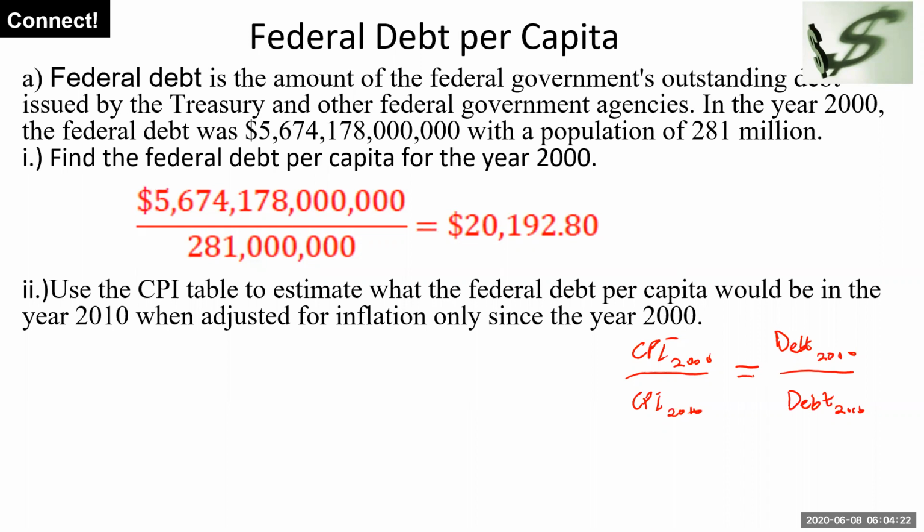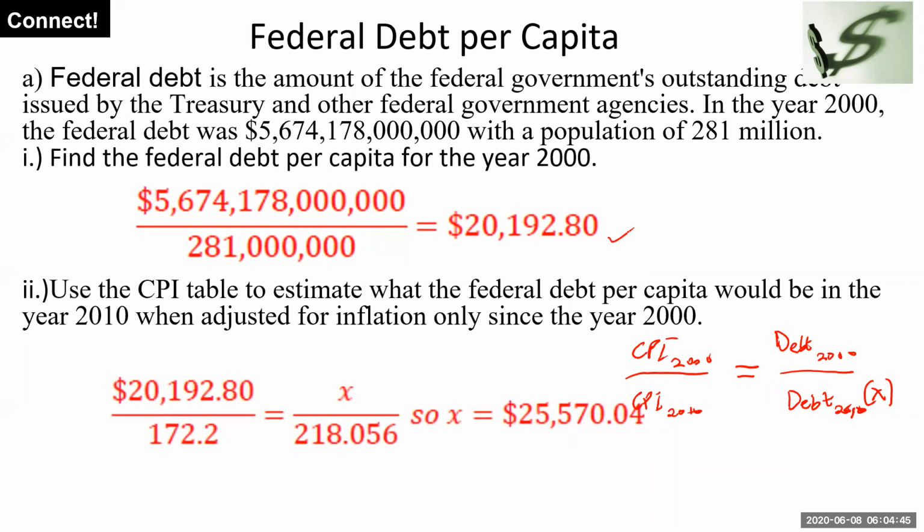It says federal debt per capita would be in the year 2010, so we want the debt per capita in 2010, which we don't know, so we say that is our X. Then you go to the CPI table. What's the CPI for 2000, and the debt already given in 2000? You put these side by side and find your X. Is that okay? All right, let's go to the next.